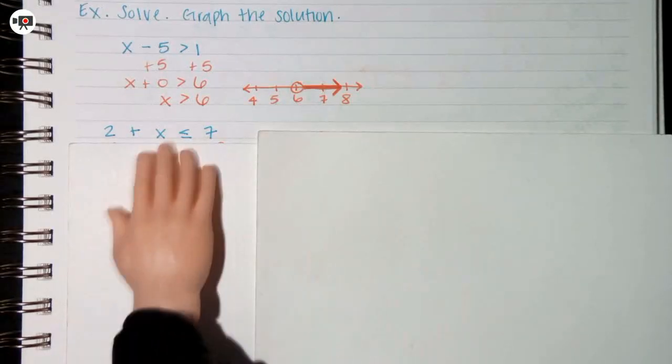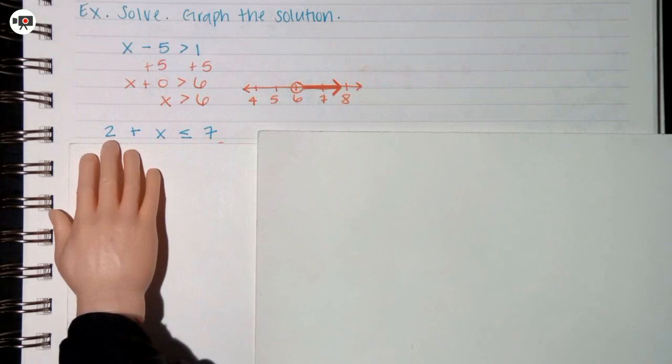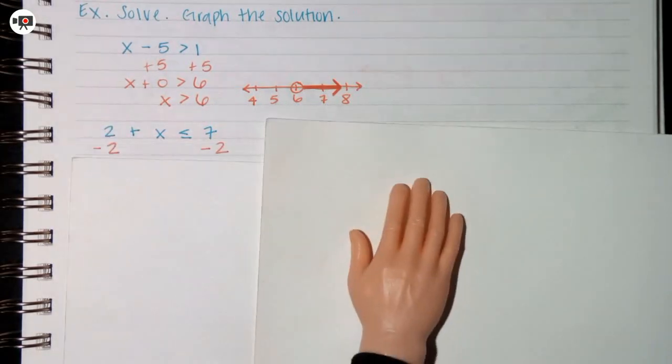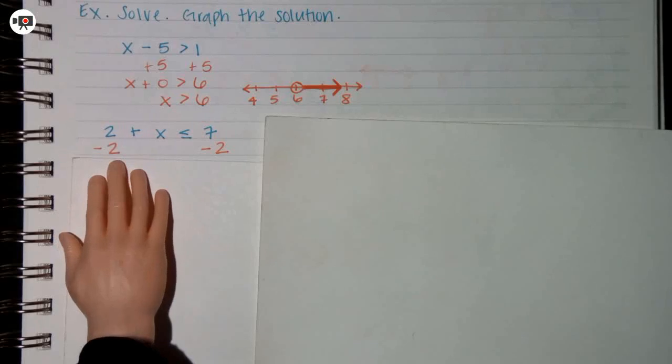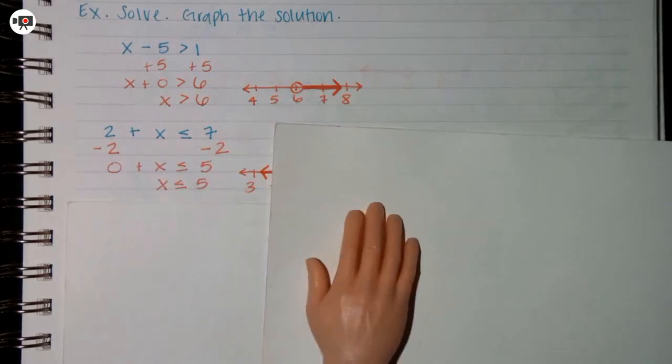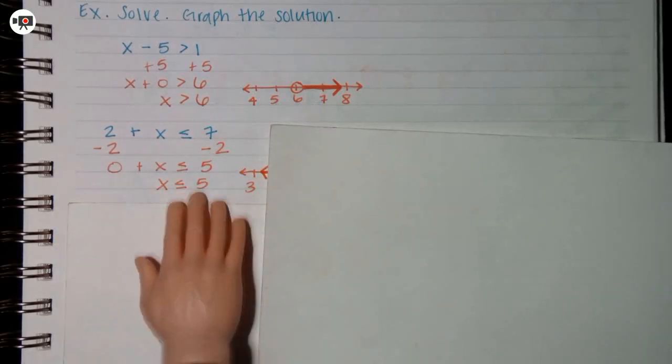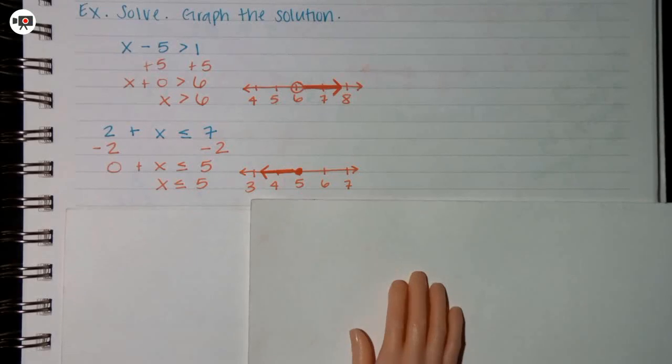For 2 plus x is less than or equal to 7, I need to get x by itself, so I need to do the opposite of this positive 2 and have negative 2, or subtract 2. 2 minus 2 is 0. 7 minus 2 leaves 5. So x is less than or equal to 5, and here's the graph.